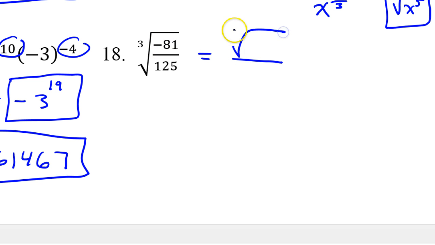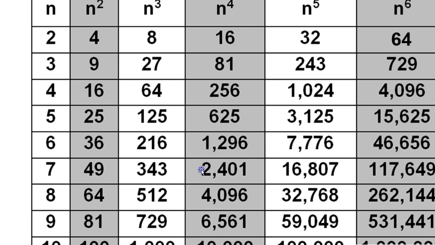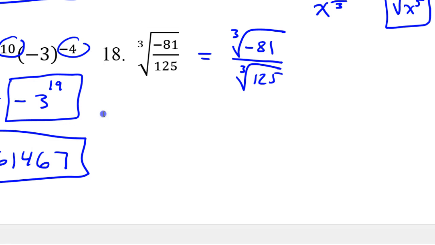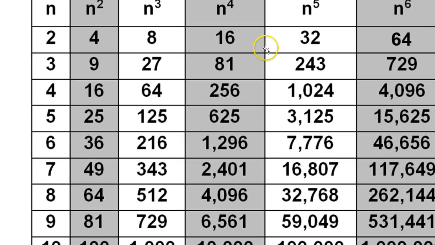We're going to do the cube root of negative 81, and we're going to do the cube root of 125. We need to separately do the cube root of each thing. With the table here, the cube root of 125 is 5. So I know I'm going to have 5 in the denominator here. Now, I don't think 81 is a perfect cube. Yeah, 81's not on the chart.